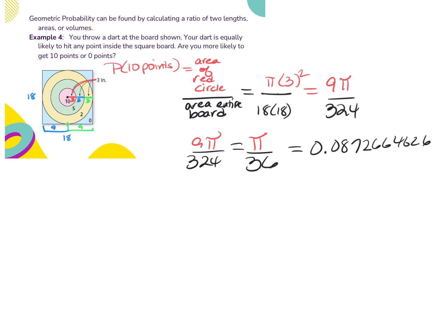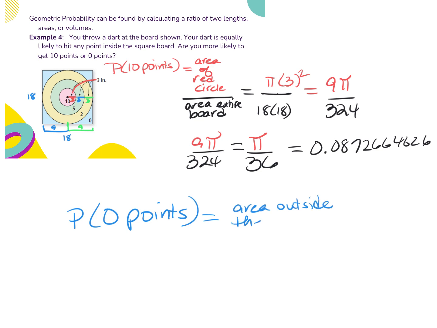Now I have to do the blue section. Now the blue section's a little bit more complicated. So the probability of 0 points, which is the blue section on the dartboard, in order to find that, I'm going to be finding the area outside the largest circle, or the blue part. So all that outer blue part. And then I'm going to put it again over the area of the entire board.